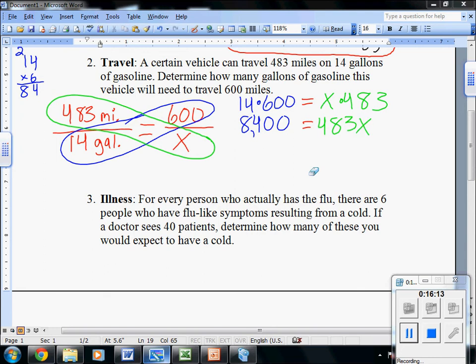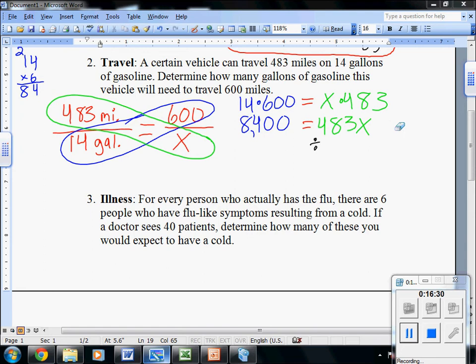Now, I did it again this time. I forgot my x. Please don't make the mistake I keep making. 483 times x is 483x. So let's see. We have a one-step equation. We have 483x equals 8,400. Our job is to just get x all by itself. So that's what we're going to do.